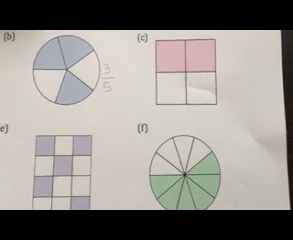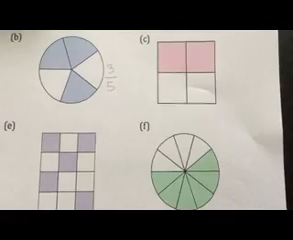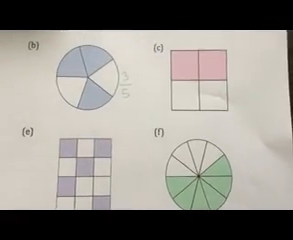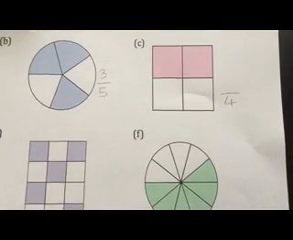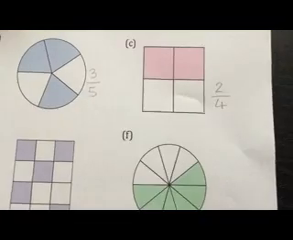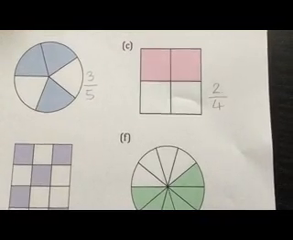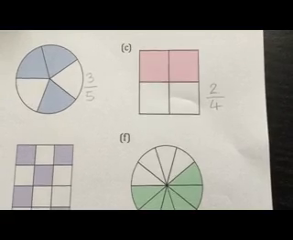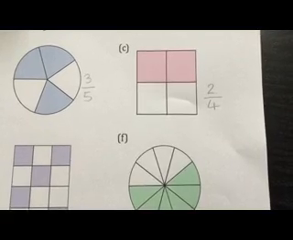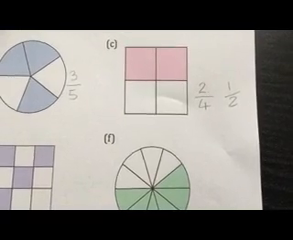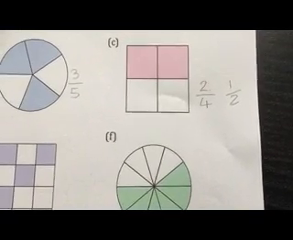How many pieces has it been cut into? Well, it's been cut into 4 pieces. And how many are coloured in? 2 pieces have been coloured in. So it is written 2/4. There's another way of writing it as well. It is also half. These are called equivalent fractions. Fractions written differently but mean the same thing.